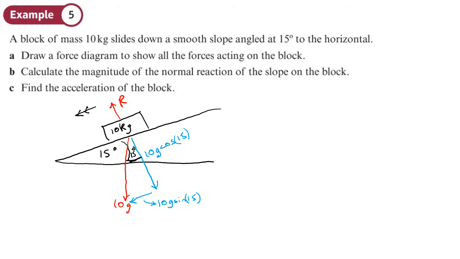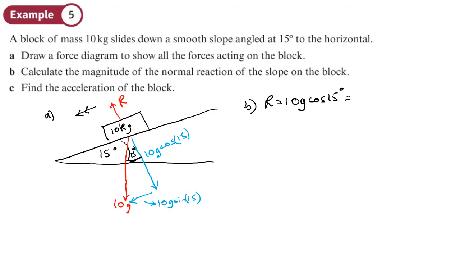We've actually put the size of some of them as well. Calculate the size of the normal reaction. So this is part A. Now, this thing isn't moving in that direction. It's moving in this direction. If it's not moving in that direction, it means the forces going that way are balanced. And what are the forces going that way? R going up and 10g cos theta going down. So it means that R equals 10g cos 15. Okay, that's it. There are no other forces. The one going up equals the one going down.